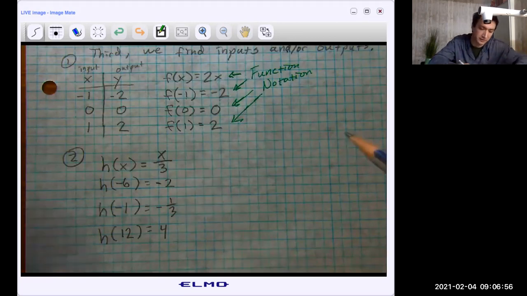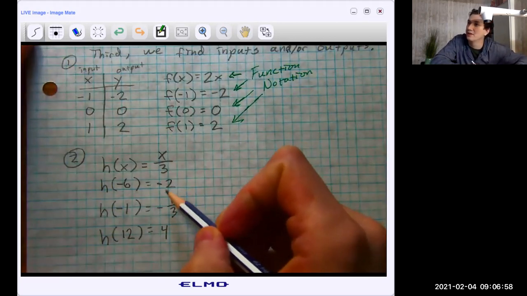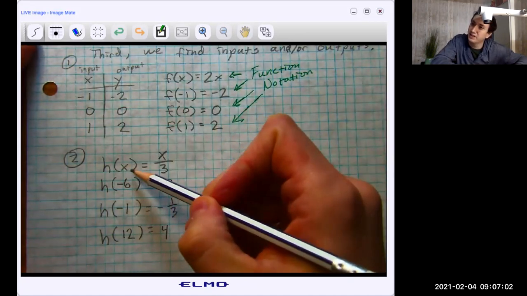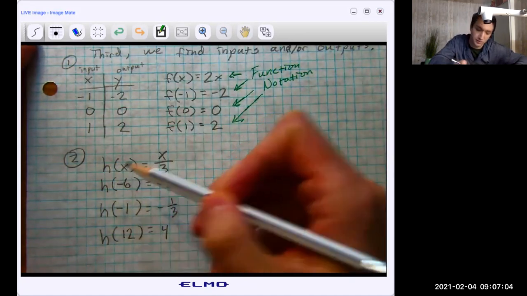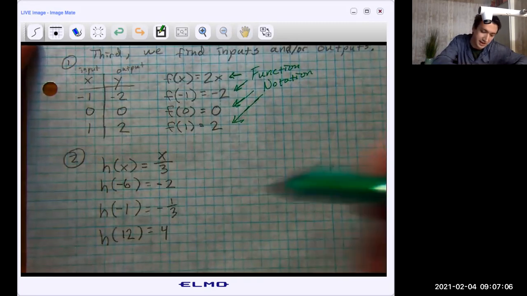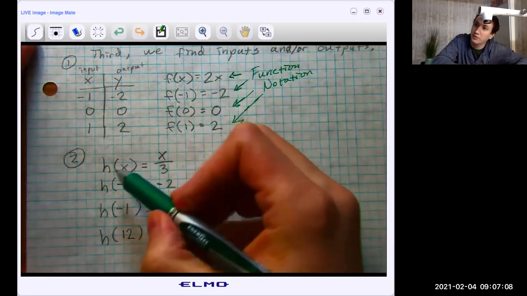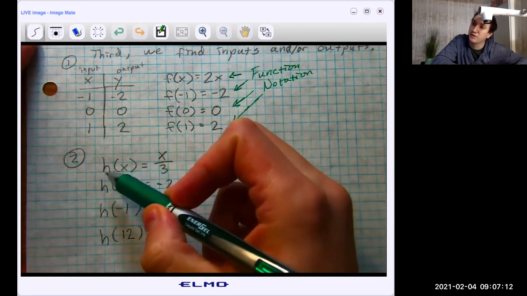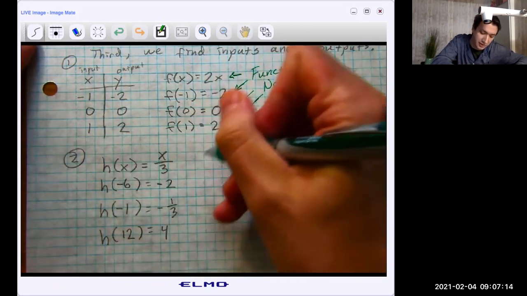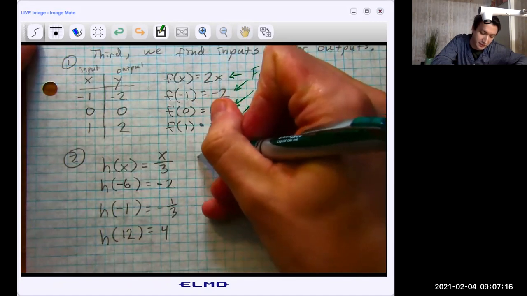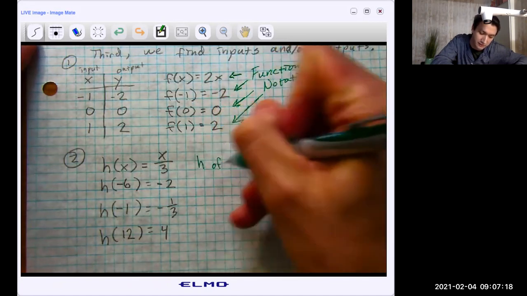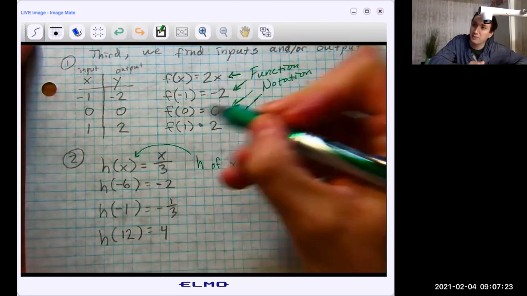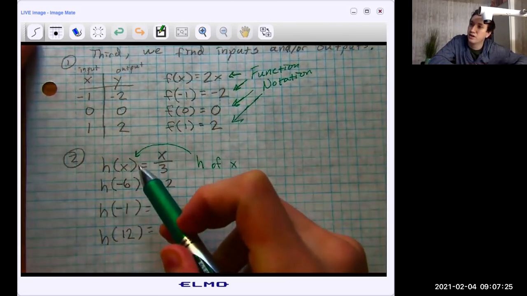So there's a fancy way for us to read these. When we see our function like this, I wouldn't say h parentheses x, or I could say function h, but the faster way is we can say it like this. We could say h of x. That's what that means. Function h of x.